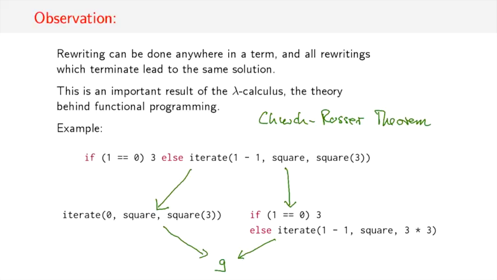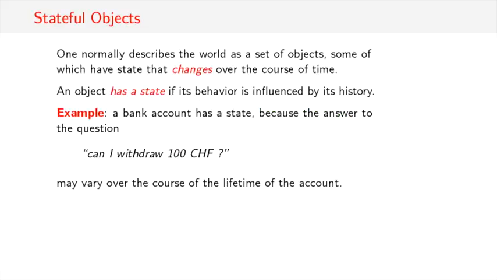What I want us to do now is take a step outside that world and introduce state in objects. So why would one want to do that? Well, normally one describes the world as a set of objects, and some of these objects would have state that can change over the course of time. So what does that mean, an object has state that changes over the course of time?